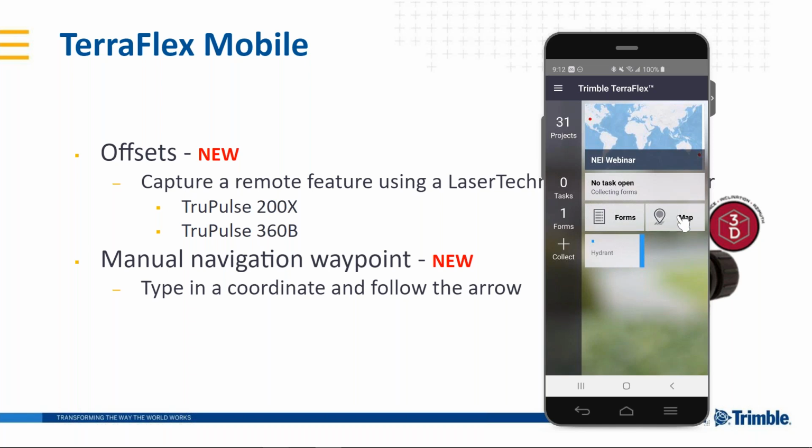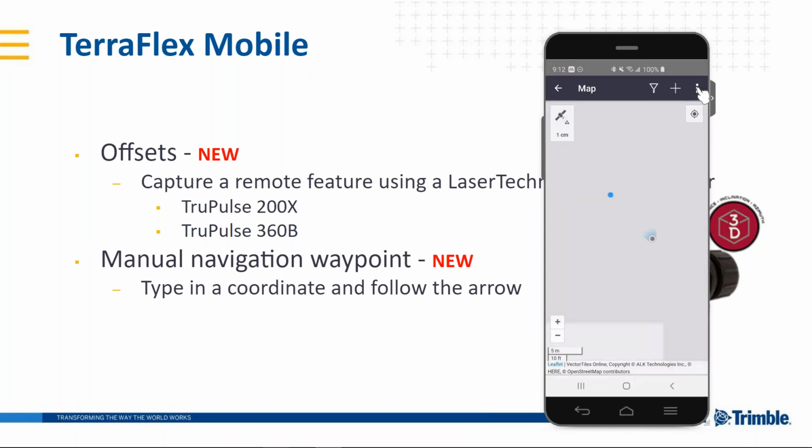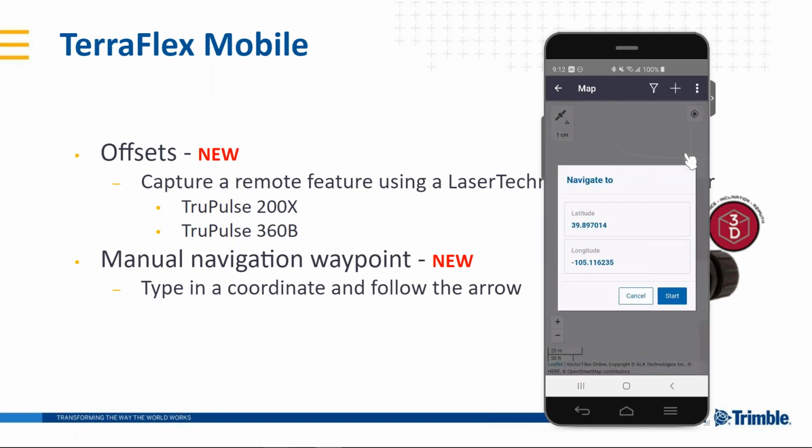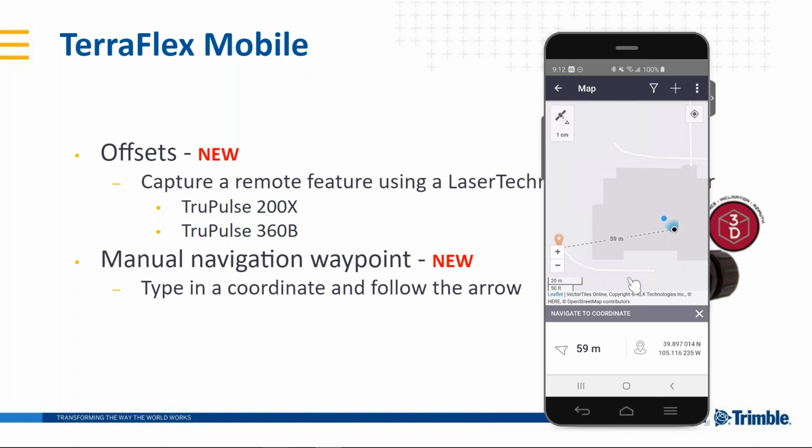The next feature is the ability to enter a custom coordinate. Definitely not as sexy a feature, but if I enter into the map from the home screen and navigate to a coordinate, you have the ability to type in a latitude and longitude, hit the start button, and you'll get a navigation target, the distance, and then the navigation window will open up to guide you to that feature. So just a quick and dirty way to enter a navigation target and move on your way.